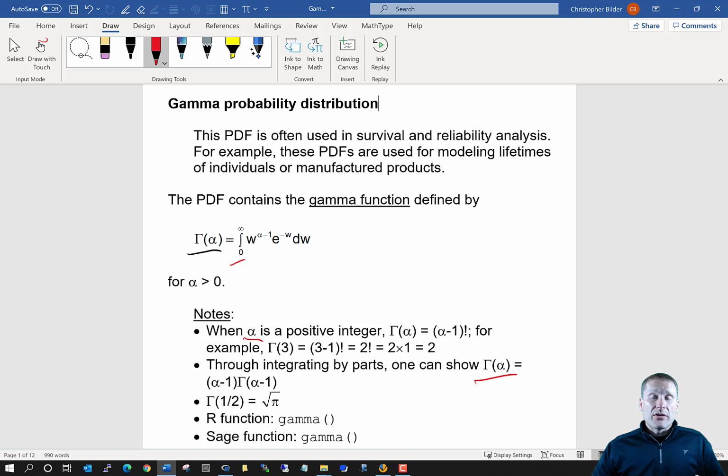Don't worry about showing that yourself. Again, this is just a mathematical function, some properties of it. We will actually use this property later. To actually calculate the gamma function in R or Sage, there's actually a gamma function.